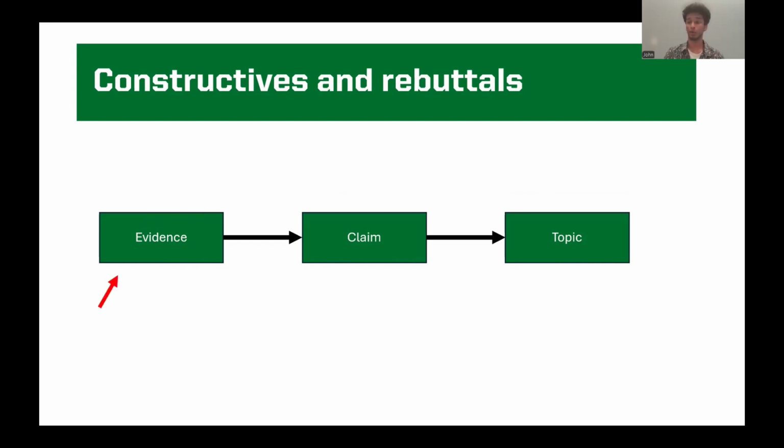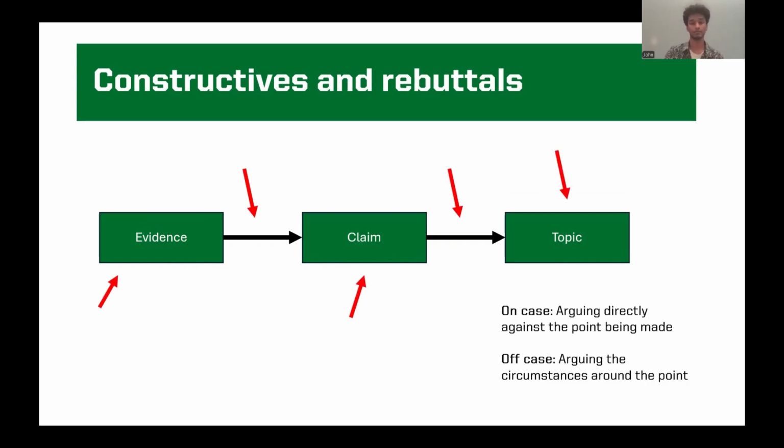And as both a negative and affirmative speaker, you're able to attack your opponent's points at each point on this timeline, whether it's the evidence, the connection of the evidence to the claim, the connection of the claim to the topic, or the topic itself. And you can do this by using either on-case or off-case arguments. These are two categories of arguments.